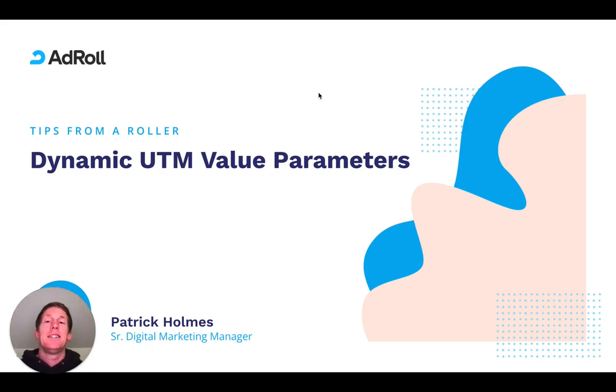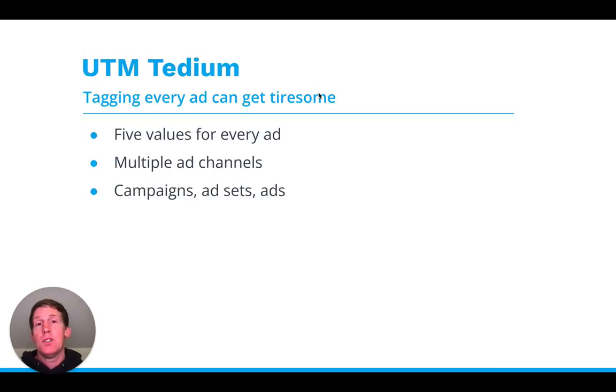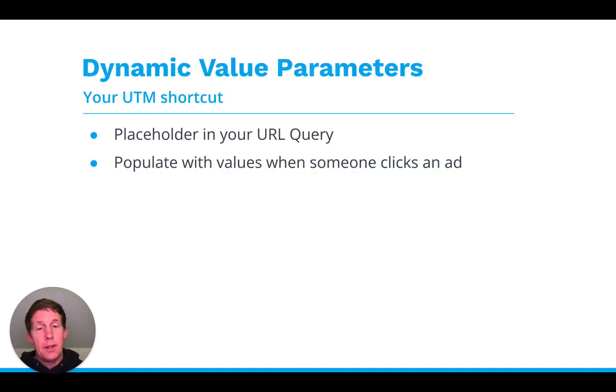Here to talk to you about dynamic UTM value parameters or dynamic insertion. Taking every one of your ads across campaigns, ad sets, and including 5 values for every ad for all that can get pretty tiresome. So I want to tell you about dynamic value parameters, kind of a shortcut you can use for all those values. They're like a placeholder in your URL query that will populate with the values that you want to specify when someone clicks on your ad.